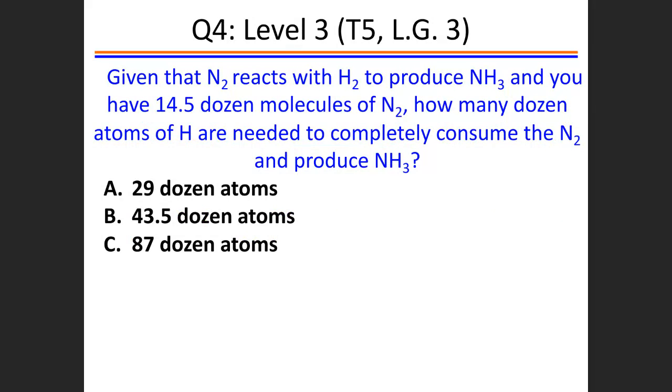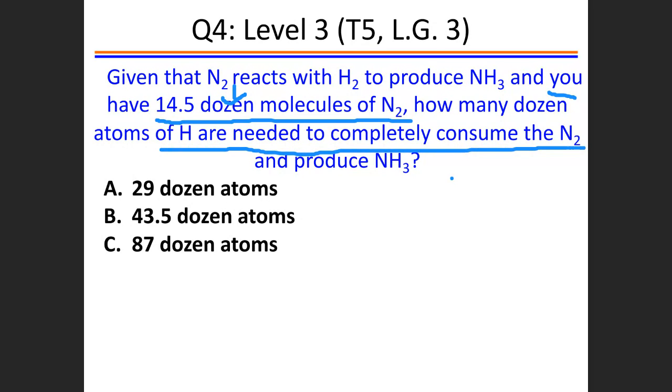Given that nitrogen reacts with hydrogen to produce ammonia, let's see here. As I said, the simple equation you can do just orally, but when you have a different term, you have to just do the math, and the math is the same as the conversion math. You have 14.5 dozen molecules of nitrogen. Just consider it as dollars, or the molecules we talk about. How many dozen atoms of hydrogen are needed to completely consume the nitrogen and produce the ammonia?